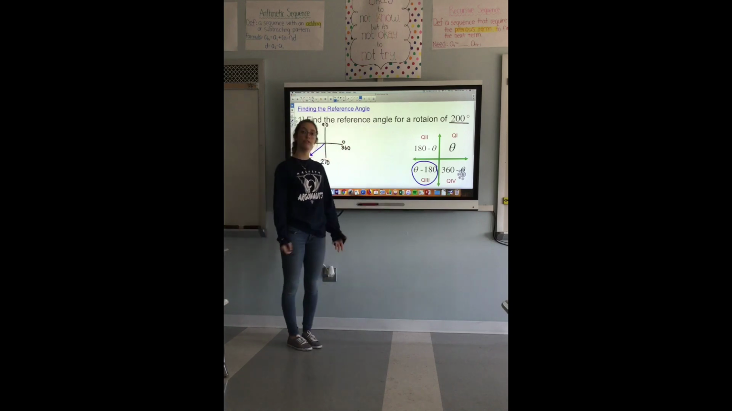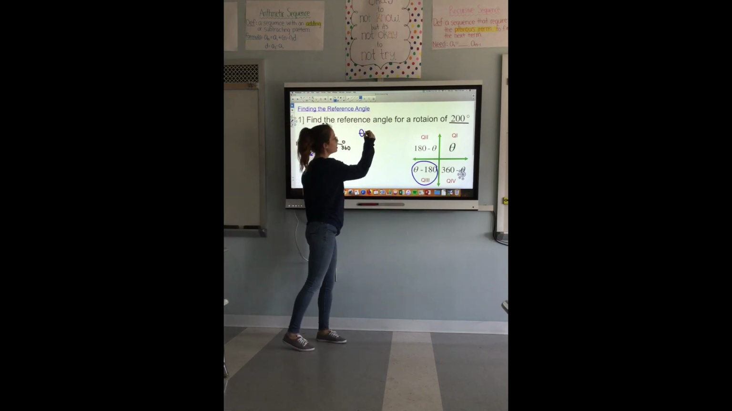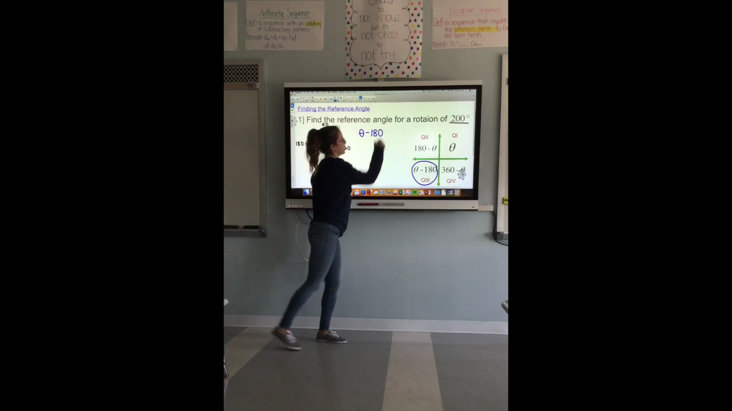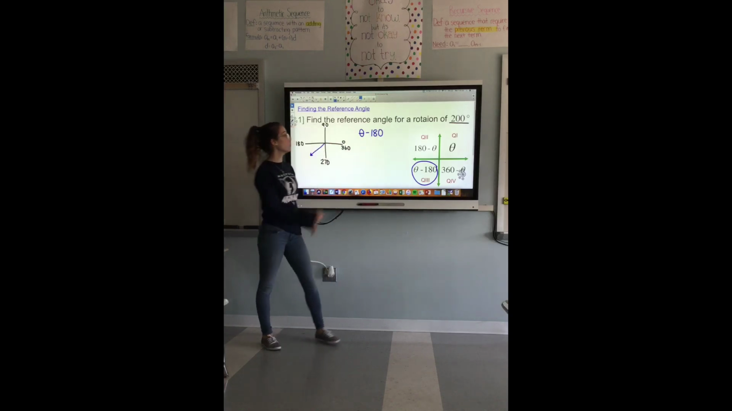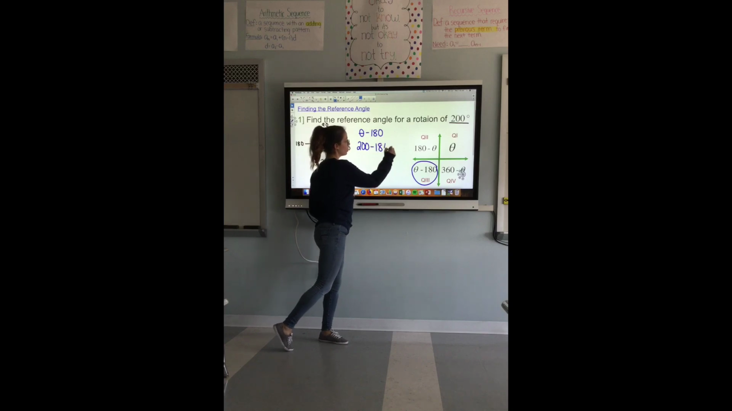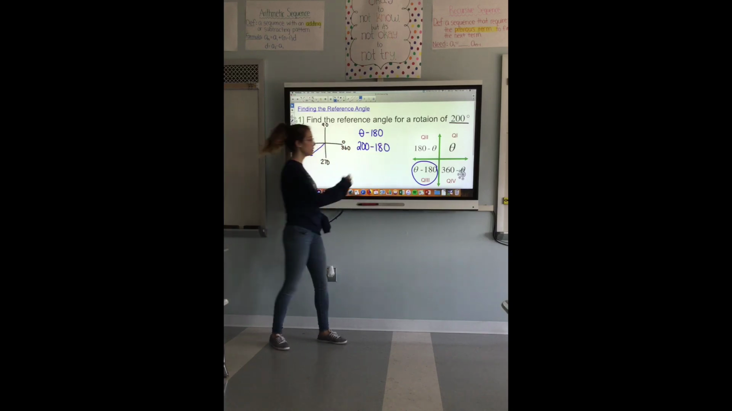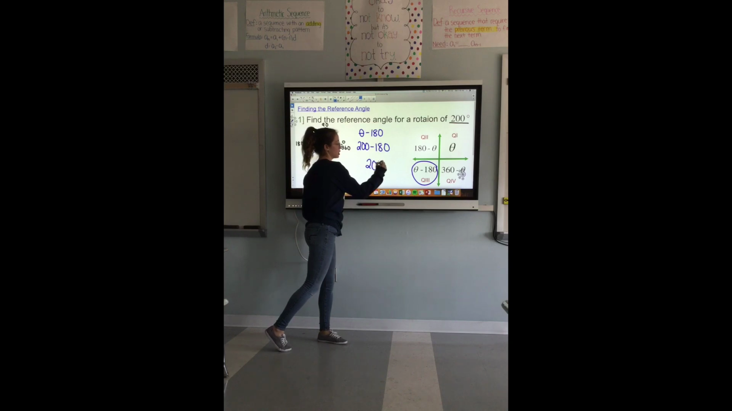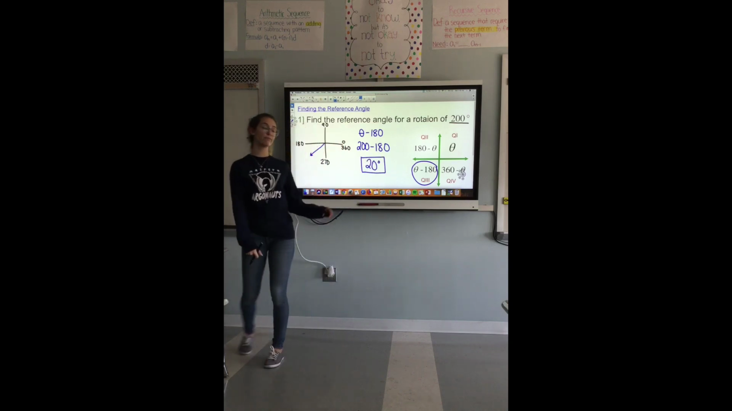So to find our reference angle, we have to do theta minus 180. Theta was 200, so we have to do 200 minus 180. 200 minus 180 is 20. So that right there is our reference angle.